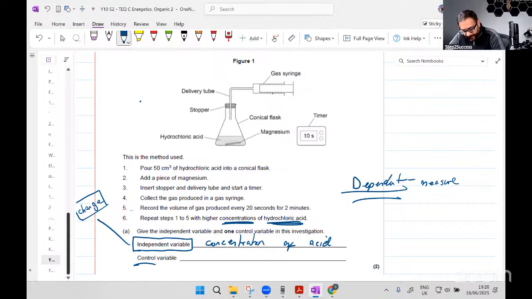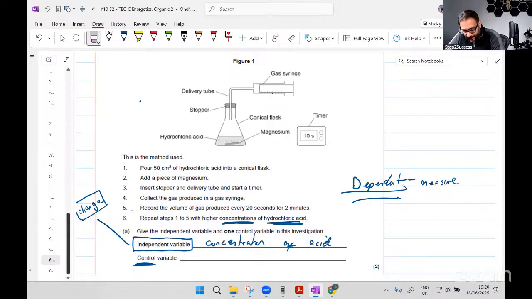Now, a control variable is anything that you make sure stays the same every time you do the experiment. So the only thing we're changing each time we do this is the concentration of the acid. So everything else needs to stay the same, otherwise it's not a fair test.